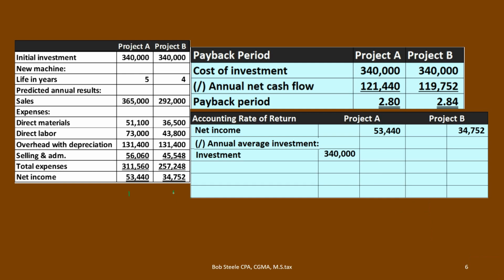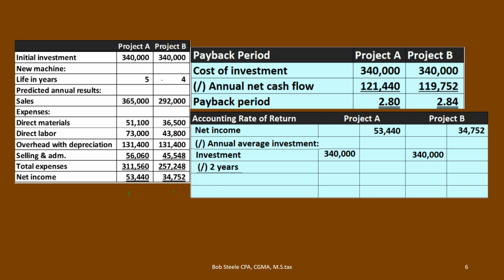So in order to do that, we're going to take the investment, 340,000. That's how much we're putting in, and in this case, we're going to divide by 2. Now, why are we going to divide by 2? Because we're basically saying what's the annual investment or the average throughout the life of the project. So if we had the machinery, we would say we invested the 340. If in day 1 it was worth 340,000, after 5 years we're assuming it's worth 0 if there's no salvage value, and after 4 years in the case of project B, it's worth 0.